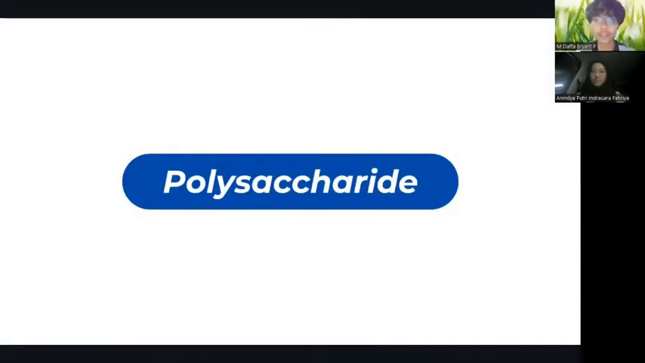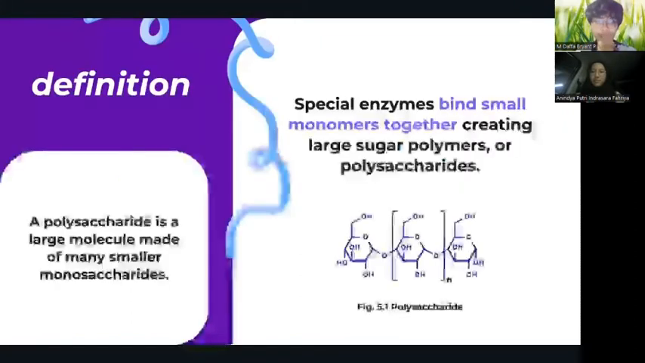Okay, the next topic is polysaccharide. A polysaccharide is a large molecule made of many smaller monosaccharides, and it is a polymer of simple sugars that can serve as functional and structural components of cells and can also be used as an energy source. This will be discussed in the later slides. Special enzymes bind small monomers together, creating large sugar polymers or polysaccharides. This can also be interpreted as being created with glycosidic bonds.